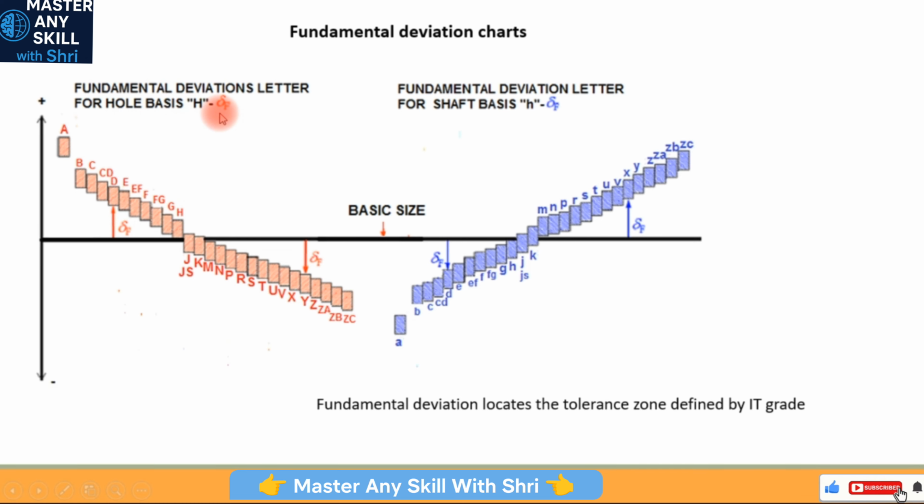If you want to find the shaft basis and the hole basis, we can see the tolerance zone of H, which is located attached to the basic size. Capital H is the hole basis, and small h, this one right here, is the shaft basis tolerance zone. So we can use capital H and small h when we want to have either a hole basis system or a shaft basis system, which basically fixes the tolerance zone with respect to the basic size.